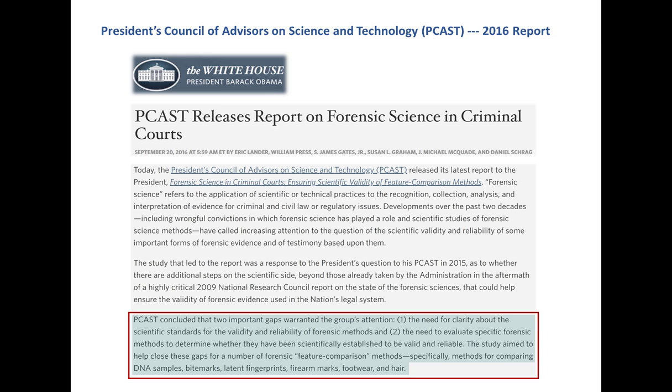And so I've highlighted down at the bottom of the screen here, this study aimed to help close the gaps for a number of what are called forensic feature comparison methods. So again, this report was not just an overview of the current state of forensic DNA analysis, but a lot of other forensic science methods, like how we compare DNA samples, bite marks, latent fingerprints, firearms and ballistics, footwear patterns, hair analysis, etc.